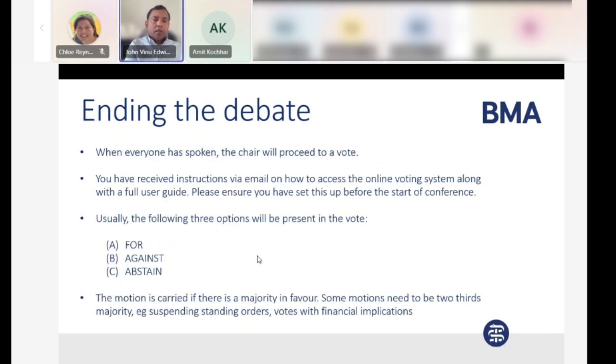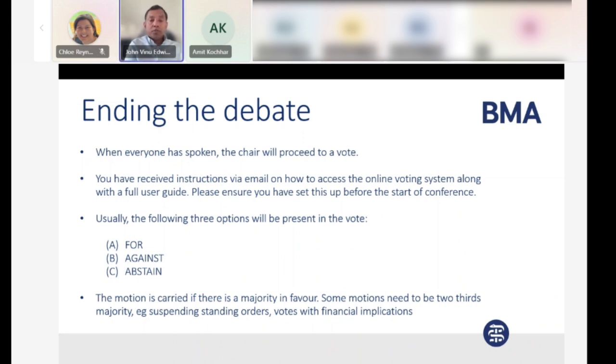So, ending the debate. When everyone has spoken, the chair will proceed to a vote. You will all have received instructions via email on how to access the online voting system, along with the full user guide. If you need to download any software for this, please ensure you set it up before the start of conference. When you come on the morning, you can get help from the agenda committee, but it is pretty straightforward.